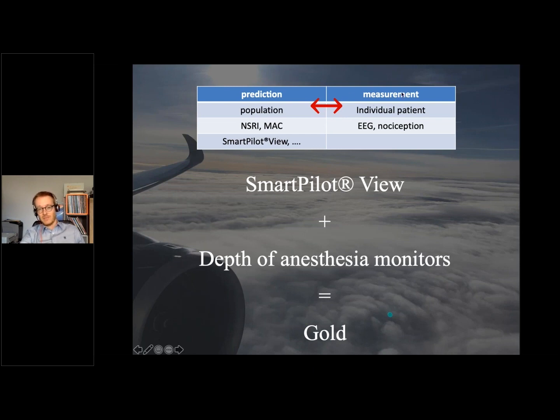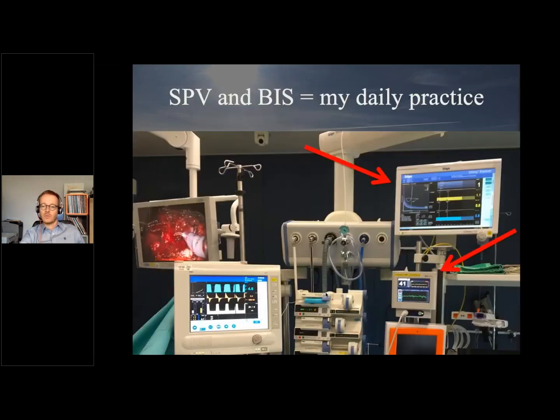On the other hand, you have measurements like EEG and nociception. They work for an individual patient, but they don't give you any prediction at all. So in my eyes, combining a predictive tool like SmartPilot View with a depth of anesthesia monitor is the golden standard. And that is what I do every day. I work with SmartPilot View and I combine it with a BIS monitor. And in this way, it is very, very nice to work with.